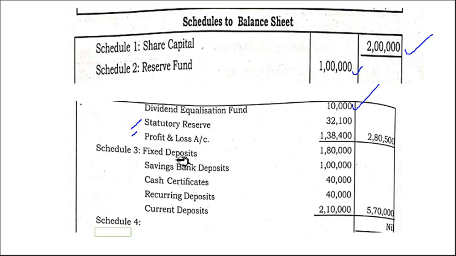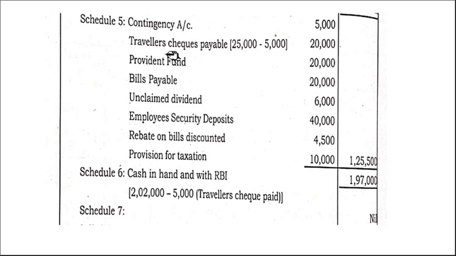Schedule 3, deposits. Under that FD, SB, cash certificate, RD, current deposits. Everything we are writing, and the total is 5,70,000. Schedule 4, borrowings. It is not given in this problem. Not there, maybe. Contingency account. Schedule 5, other liabilities and provisions. Under that we are writing traveler's check payable. Here I told you traveler's check total 25,000 was there. In that 5,000 payment is made.